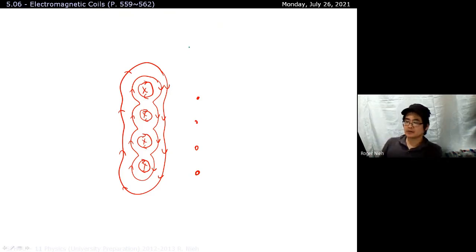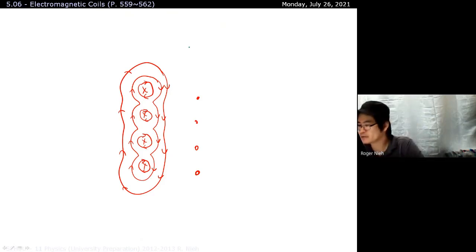Okay, so this time around there's a dot, so the dot's coming right to your eyes, and as a result, the B fields will curl like this. So it's going to curl counterclockwise. I'll start with the smaller one. Okay, so counterclockwise, all of them will.